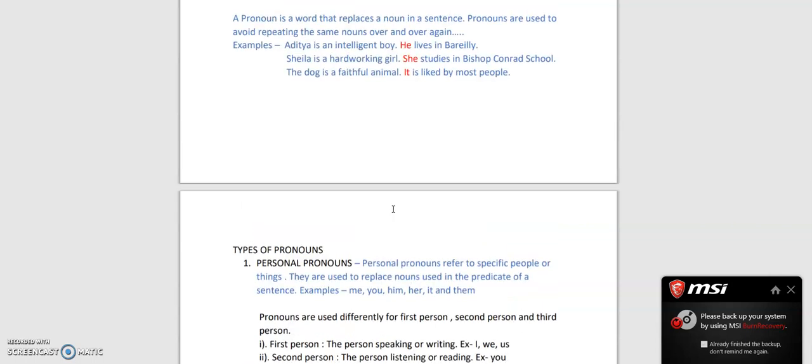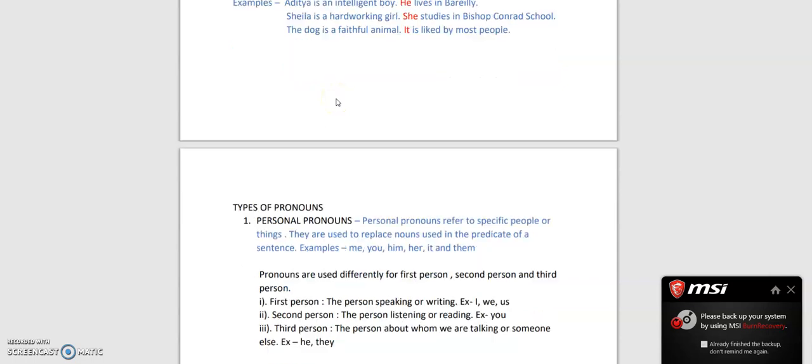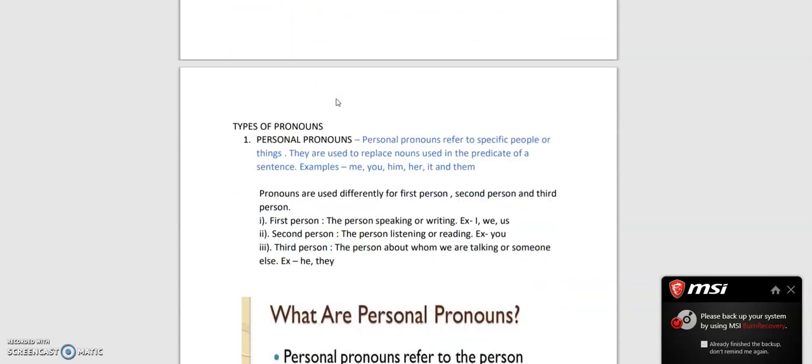Like here, I come back to the same examples. Aditya is an intelligent boy. So for Aditya, the pronoun that we used is he. So he is again a personal pronoun. Sheila is a hard-working girl. She is used for Sheila, again a personal pronoun. Dog is a faithful animal. It is used for dog, again a personal pronoun. They is also used as a personal pronoun.